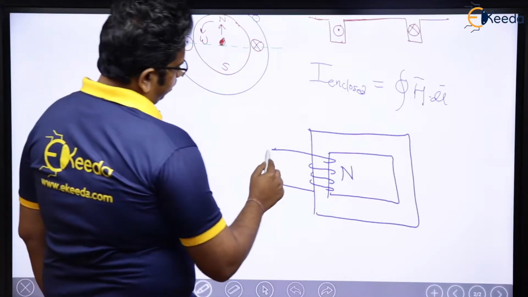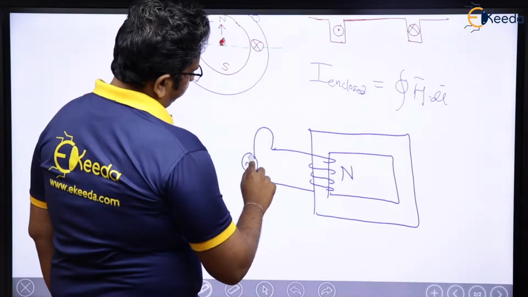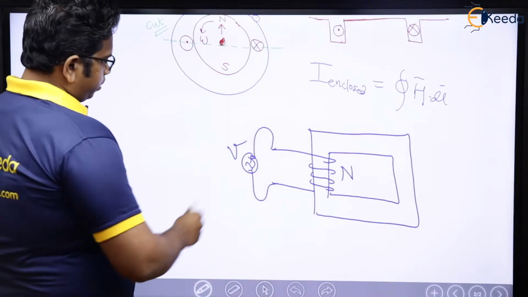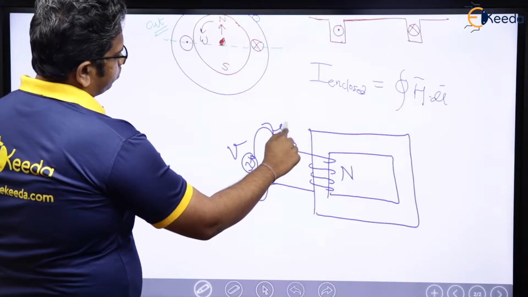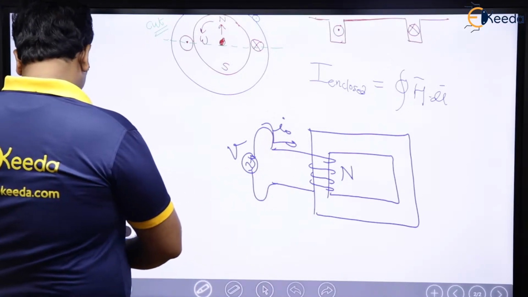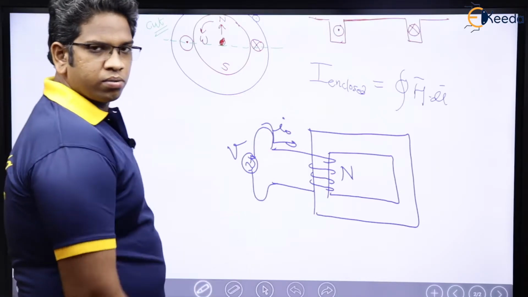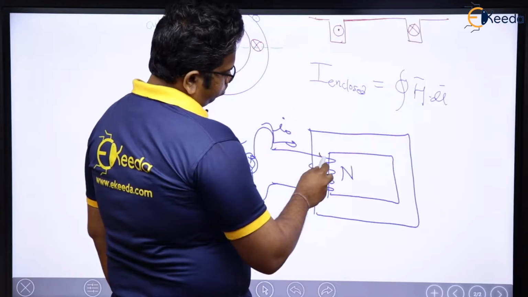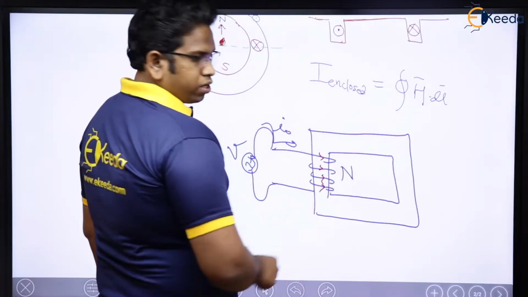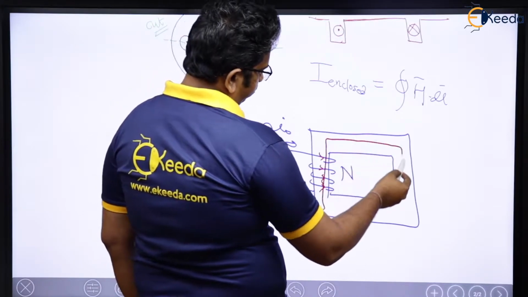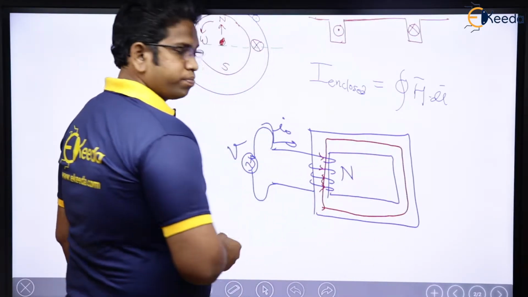Now, let me supply it with some sinusoidal voltage, right? So here, current I naught flows. This is the basis of transformers. Because of this current, what is going to happen? This current is going to move in this way, this way, this way. Because of this, flux is going to come, right?